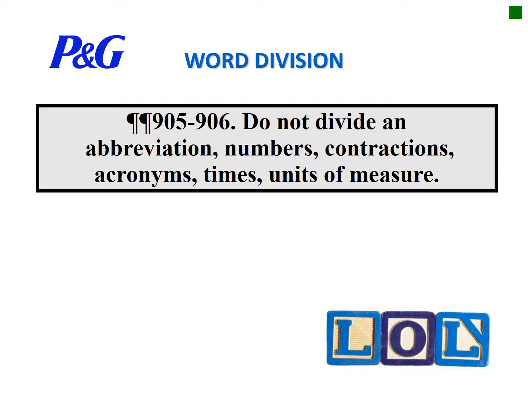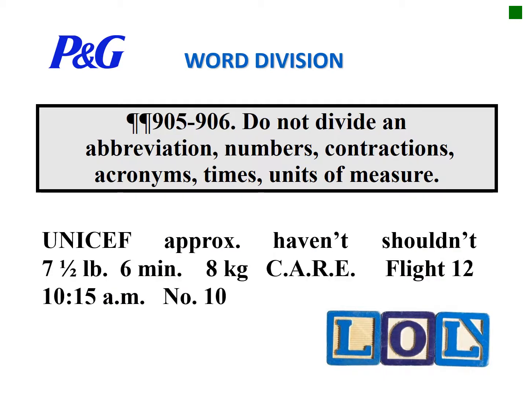Do not divide abbreviations, numbers, contractions, acronyms, times, units of measure. See the examples here. None of those would be divided. You wouldn't want flight on one line and 12 on the other. You would not want to divide a contraction. Or pounds, you wouldn't put 7 and then 1/2 pound on the next line, or 7.5 and pound on the next line. Those should just not be divided.